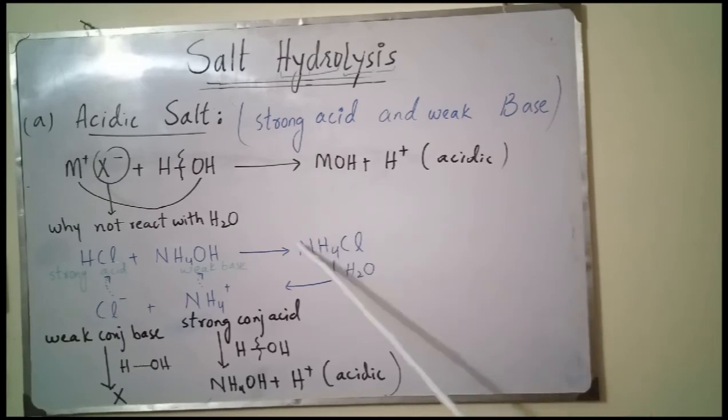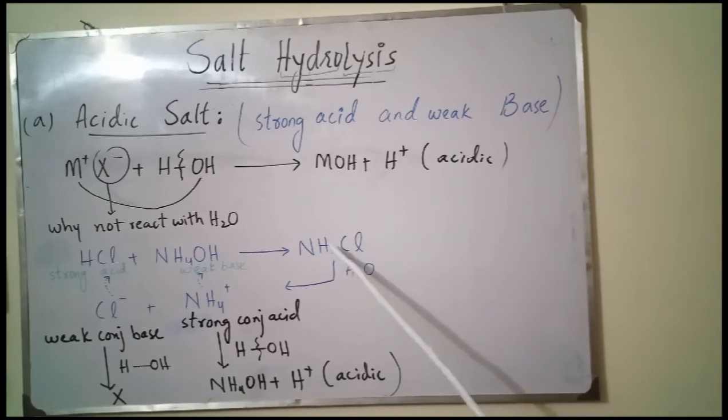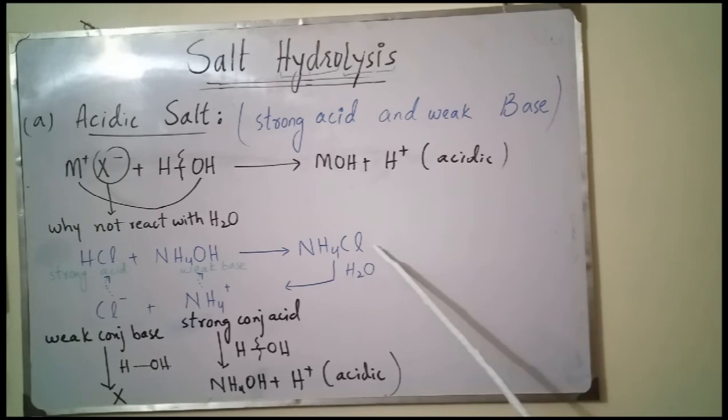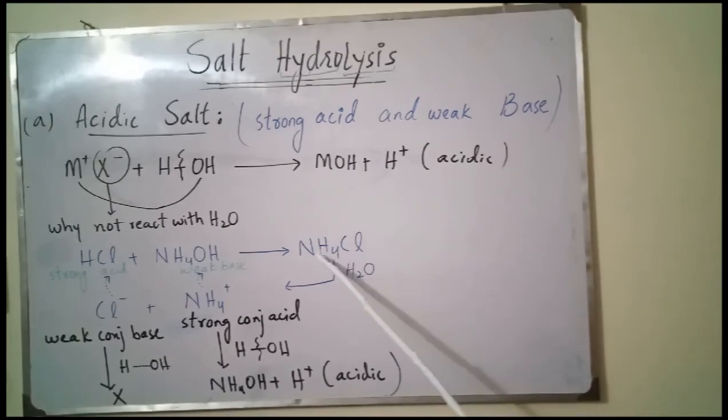This salt, it means the NH4Cl salt, is the acidic salt because its positive ion reacts with the water and its negative ion does not react with the water, because its negative part comes from a strong acid. So it is a weak conjugate base. That is why it does not give any reaction. While the positive part comes from a weak base, so it will give the reaction with water and the resulting solution will be acidic.